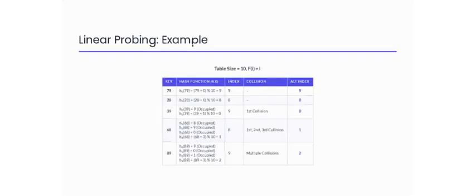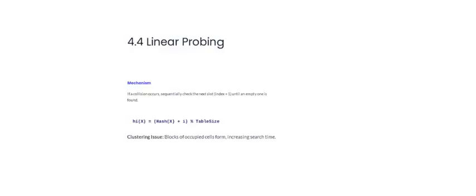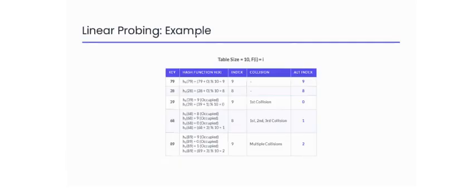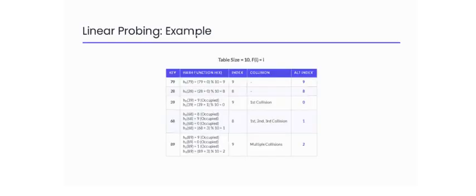This is the example for linear probing. Here the table size is 10, and f of i is considered as 1. The hash value is found using this formula: hash of x plus i modulo table size. The table size is given as 10, and the i value starts from 0. So for 79, plus 0, modulo 10 is equal to 9. So we get the index value as 9, no issues, we can put 79 at index 9.